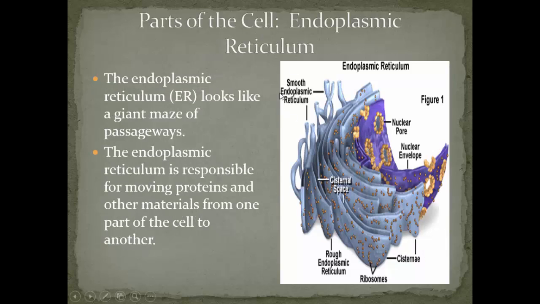Next is the endoplasmic reticulum, ER for short. It looks like a giant maze of pathways, and the endoplasmic reticulum is responsible for moving proteins made by these ribosomes over here, which we'll get into later, from one part of the cell to the other. We have two types of ERs. We have the rough endoplasmic reticulum over here because it's dotted, it's rough like sandpaper, and the smooth endoplasmic reticulum right here. That helps transport all the proteins.